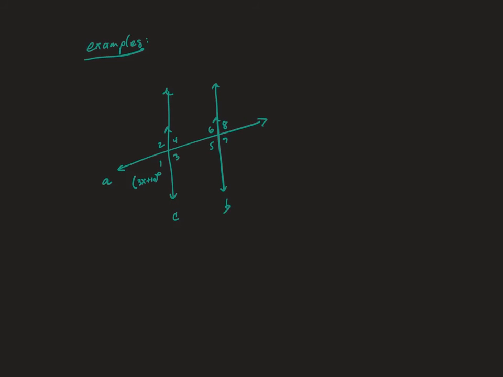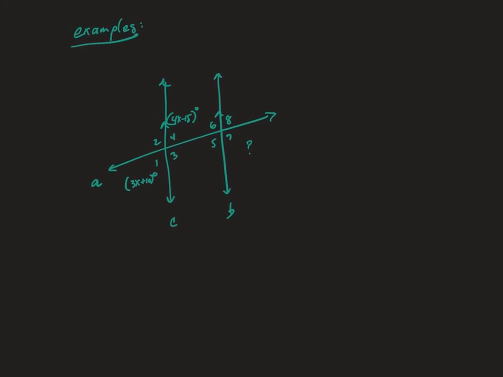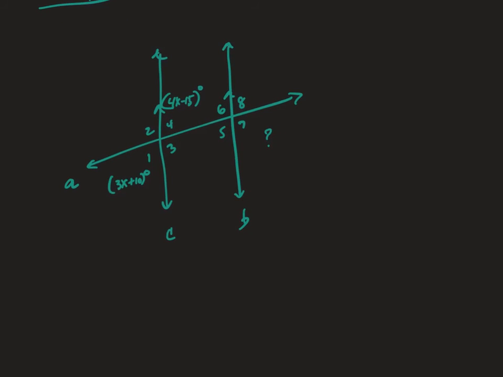And then the measure of angle 4, so angle 4 is going to be 4x minus 15 degrees. And then what is the measure of angle 7? So I'm trying to find angle 7. Well, I know by virtue of vertical angles being congruent, if that's the case, I know that these two are going to be equal to each other because they're congruent.